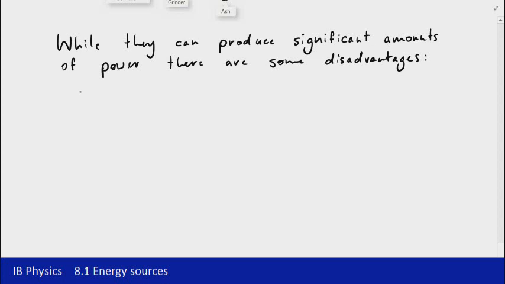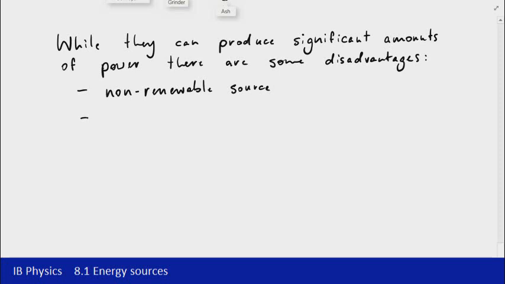So the first and most obvious disadvantage is that the sources of energy are non-renewable. So because they're a non-renewable source, it means that it's going to be hard to replace the source of coal and oil and gas, considering it takes millions of years to produce those sources, and they can usually be burnt up in only a few weeks.